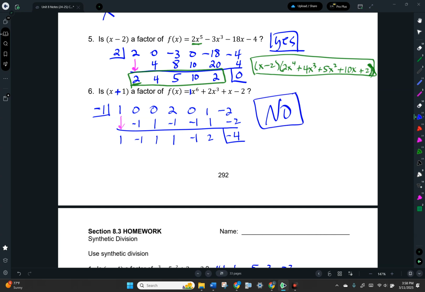Okay, so that's everything you never wanted to know about synthetic division.